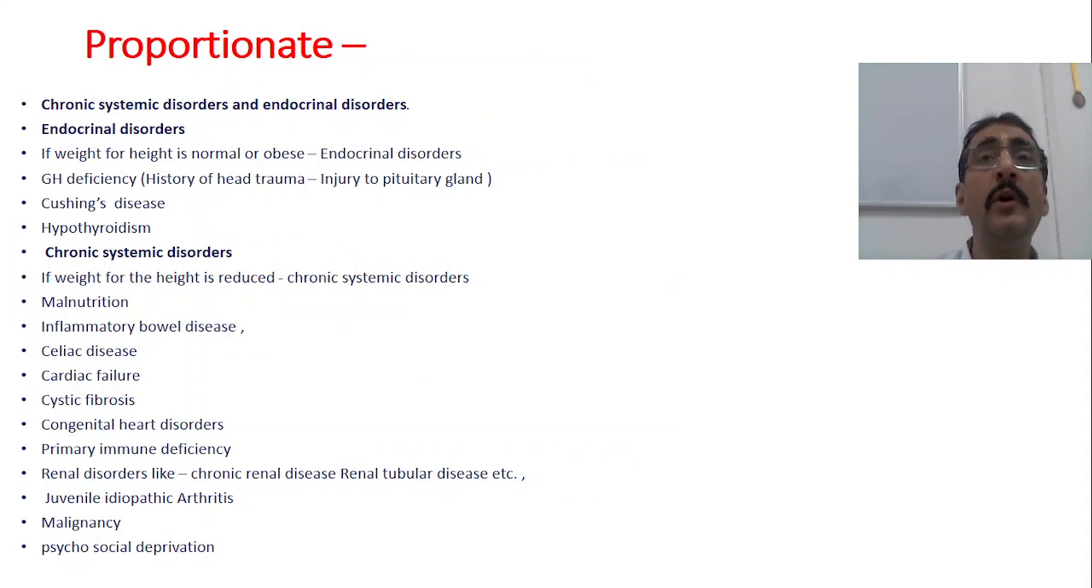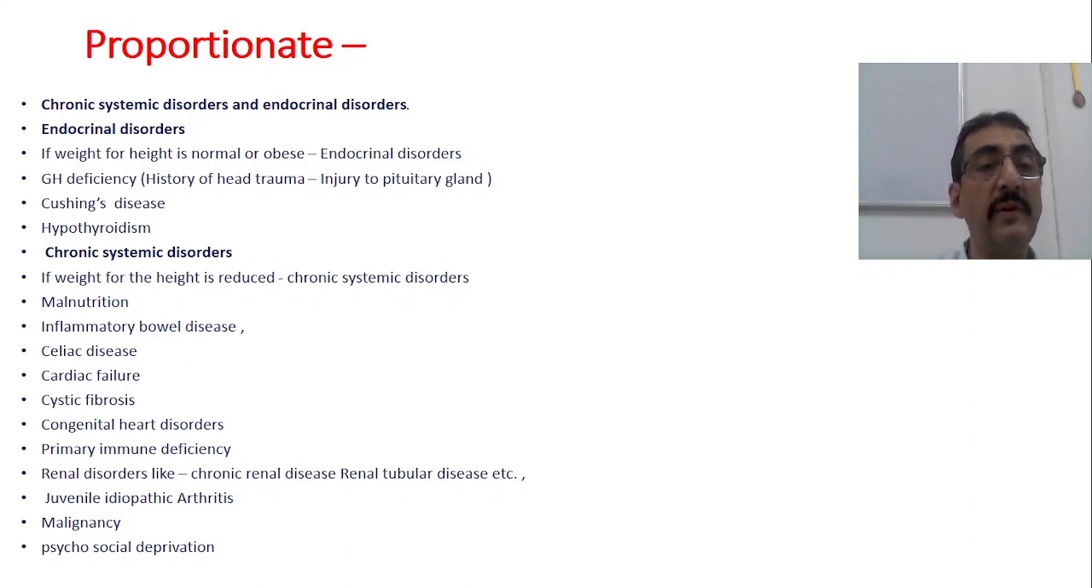If you look at proportionate short stature, the causes are chronic systemic disorders and endocrine disorders. If the weight for the height is normal or obese, then endocrine disorders: growth hormone deficiency, where you find a history of head trauma or injury to the pituitary gland, Cushing's disease, hypothyroidism, etc. These are the endocrine disorders where you will find short stature of the endocrinal variety.